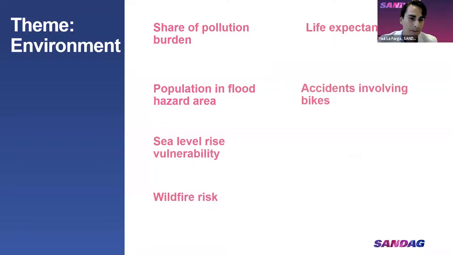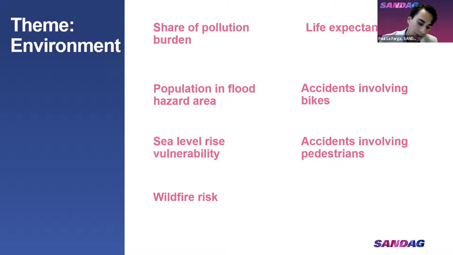The environment. We know that climate resilience and Vision Zero is an important part of the Sustainable Community Strategy. So here we're not only thinking about pollution burden in the urban core, but also thinking about how East County might be vulnerable to wildfire, how the coast might be vulnerable to sea level rise, and how our valleys might be in high flood hazard areas. And the accidents involving bikes and pedestrians touches on Vision Zero. Next slide, please.